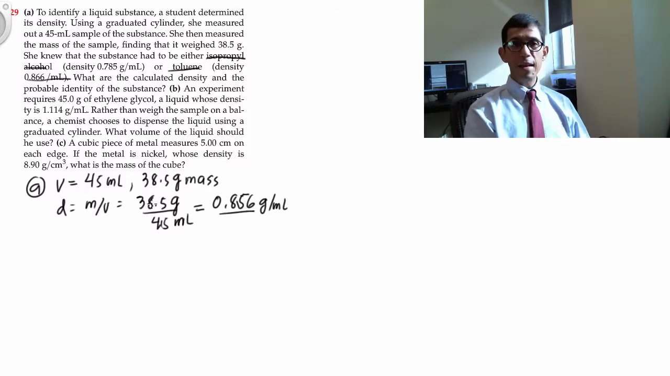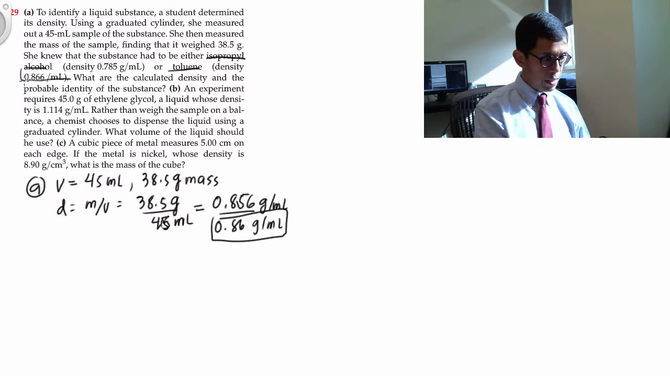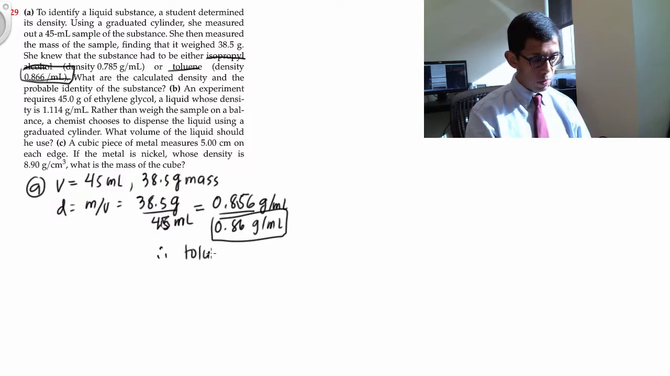If you do that on your calculator, you are going to get 0.856 grams per mL. So two significant figures: the mass is 3 significant digits, the volume is 2 significant digits. Therefore, it is 0.86 grams per mL. So the calculated density is closer to the density of toluene. Therefore the liquid is toluene.